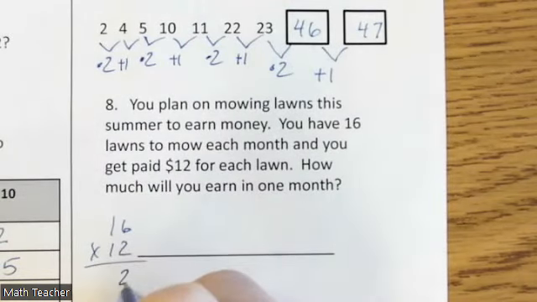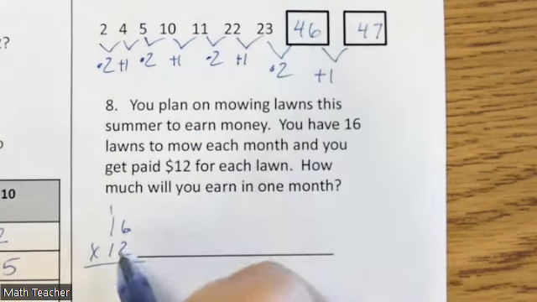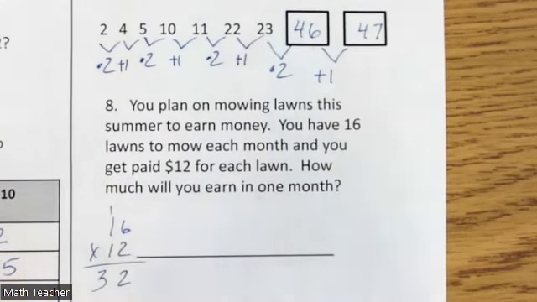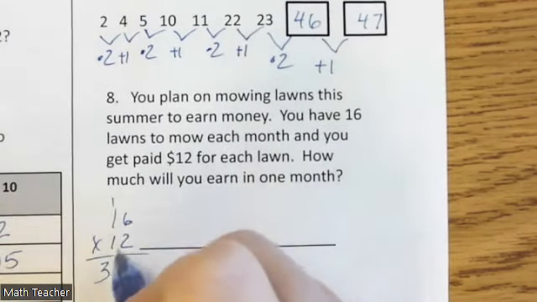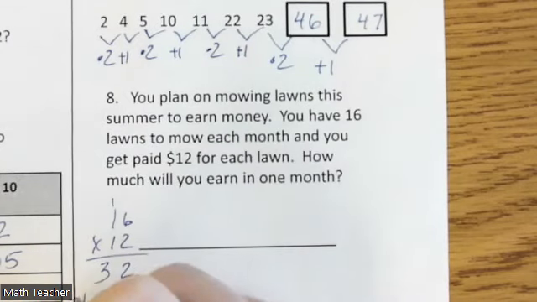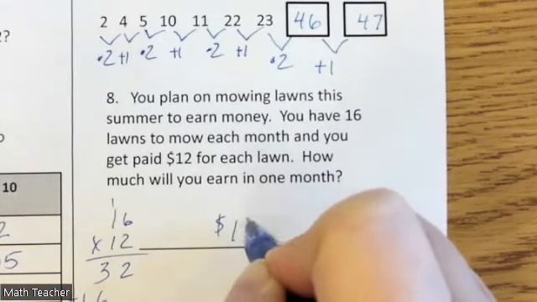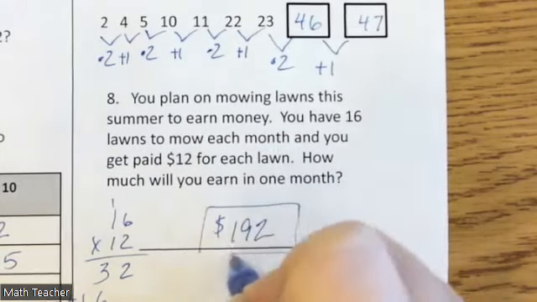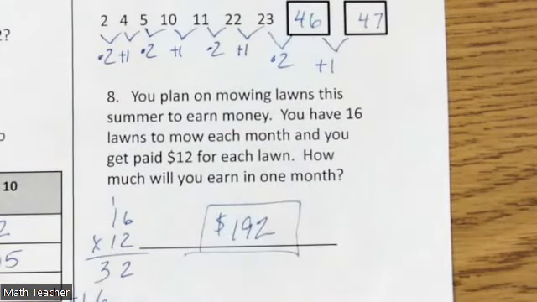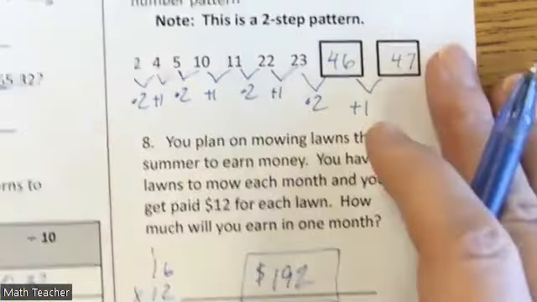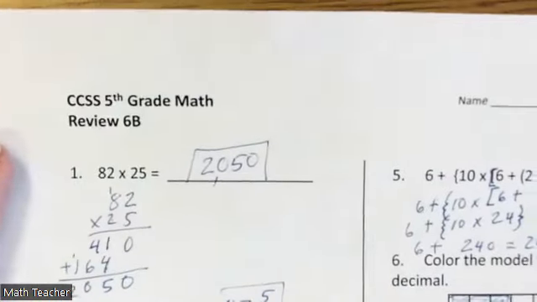2 times 6 is 12. Write the 2, carry the 1. 2 times 1 is 2, plus 1 we carried is 3. 1 times 6 is 6. 1 times 1 is 1. We add these up, we get 192. So you will make $192 per month in the summer mowing lawns. So this was skill work review 6B of our 5th grade math skills.